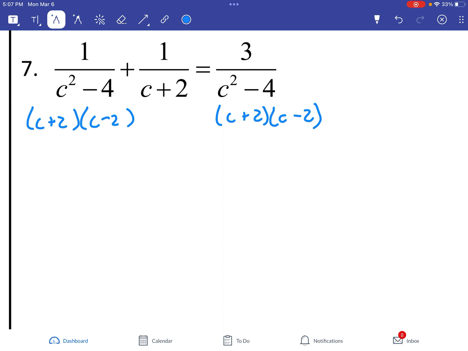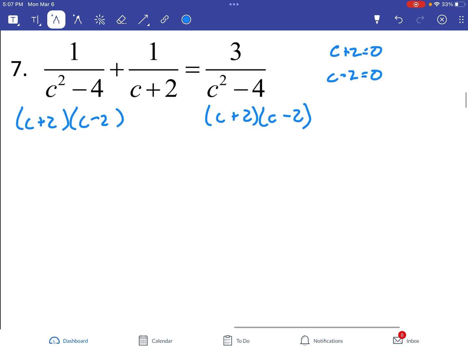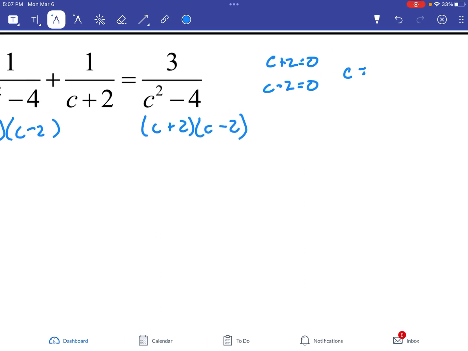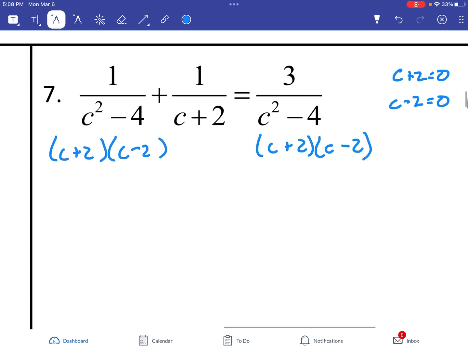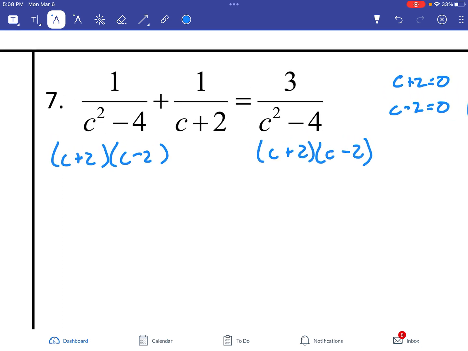Okay, so now out of our 3 denominators, we have c plus 2 equals 0 and c minus 2 equals 0. Those are the only 2 options that we have in our denominators. So c cannot equal 2 or negative 2. Okay. Now solving this, we should realize that the first and the last fractions have the same exact denominator. The middle one is missing a piece. It has a c plus 2. It is missing a c minus 2.